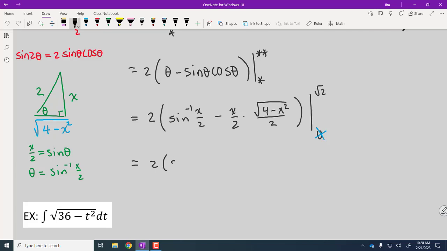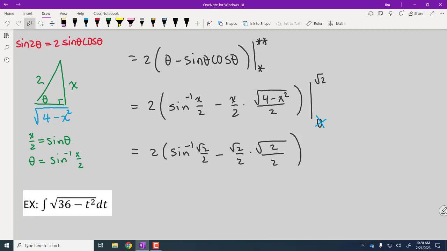So we're going to have 2 arcsine root 2 over 2 minus root 2 over 2 times square root of 2 over 2, another square root of 2 over 2. And what is arcsine of root 2 over 2?